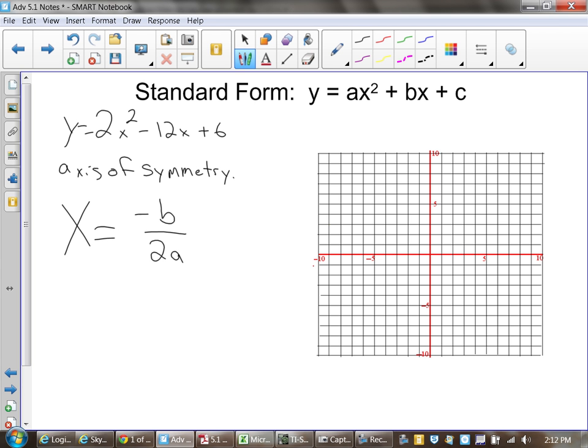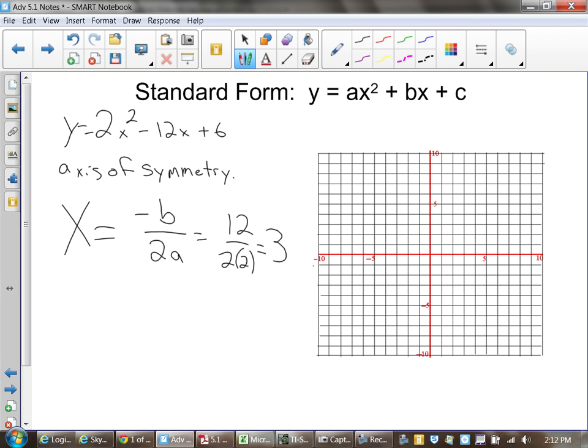In the example that I have here, the opposite of b, well, b is negative 12. The opposite of negative 12 would be 12. So in my example, it's 12 divided by 2 times 2, otherwise known as 12 divided by 4, which is 3. So that means my axis of symmetry is the vertical line x equals 3.